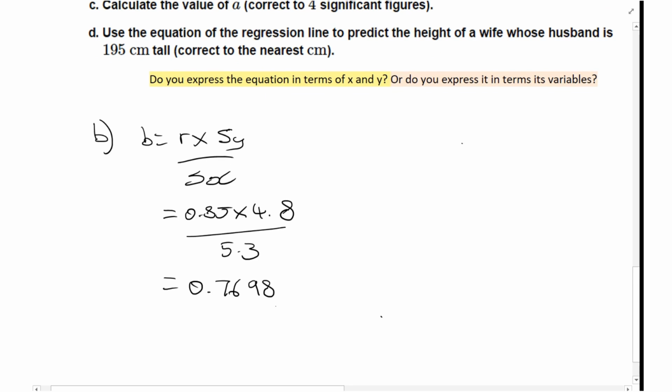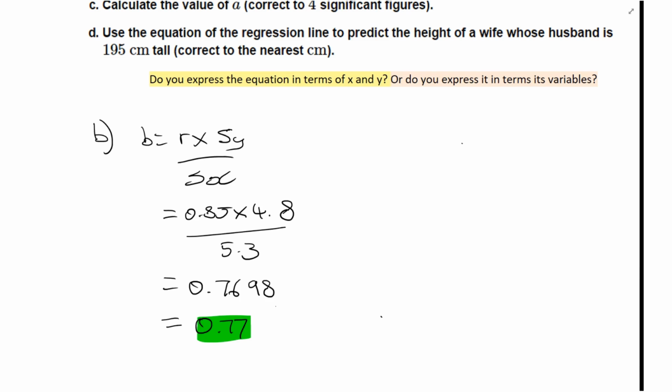0.7698. Now, if you're in a SAC or an exam, there's a very good chance you're going to lose marks if you left it like that, because it says two significant figures. So the answer to two significant figures is 0.77. Okay, so that's b. So we've got this value here. That's our b value. Next, calculate the value of a correct to four significant figures.